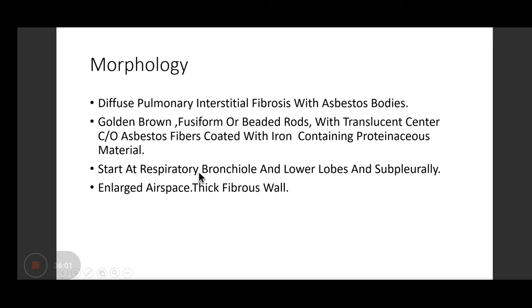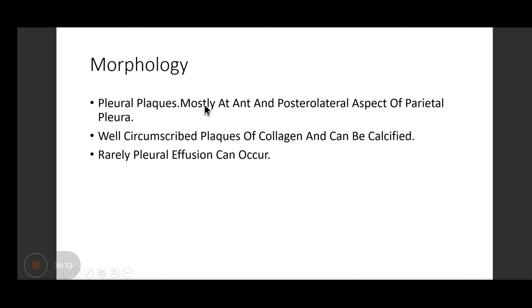And they start at the respiratory bronchiole and lower lobes and subpleurally. These pleural plaques are mostly at the anterior and posterolateral aspect of the parietal pleura. They are well circumscribed plaques of collagen and can be calcified. Sometimes pleural effusion can also occur.